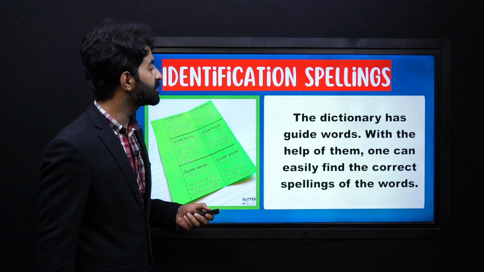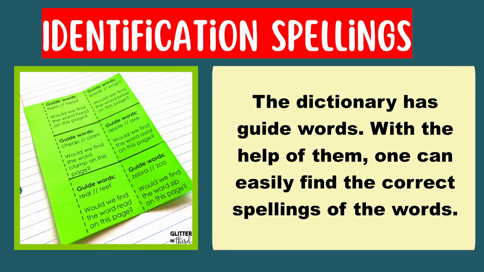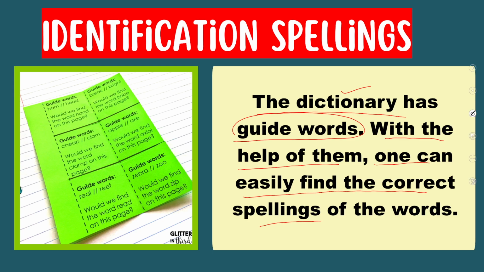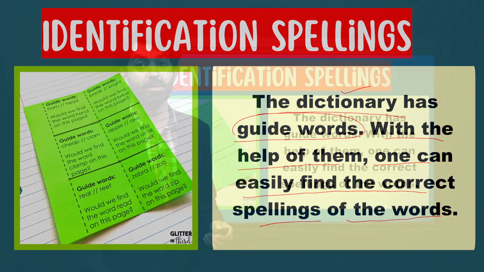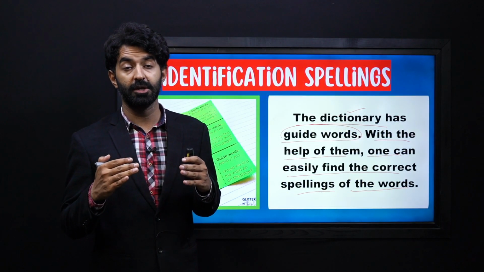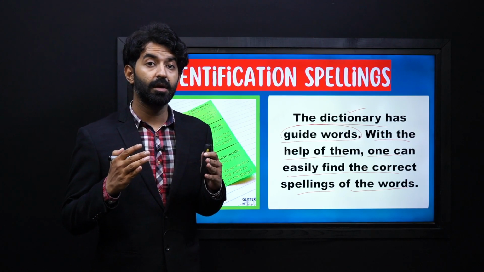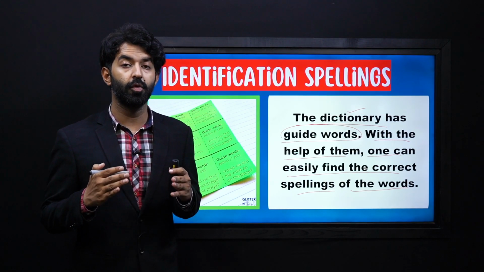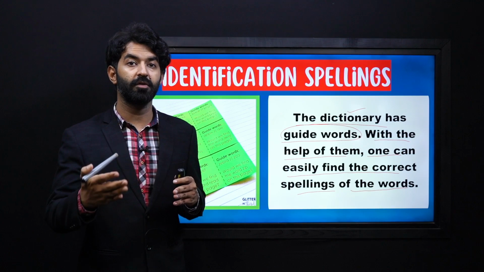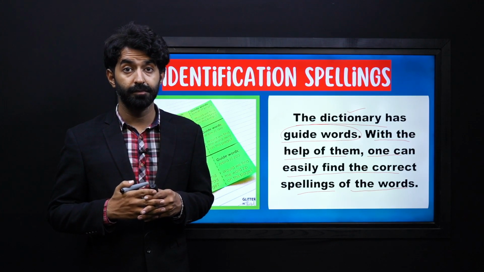And next, how do we identify spellings? The dictionary has guide words, with the help of which one can easily find the correct spellings of words. Guide words are words at the top of the dictionary page, and it will be easier for you if you want to go straight away to your desired word.